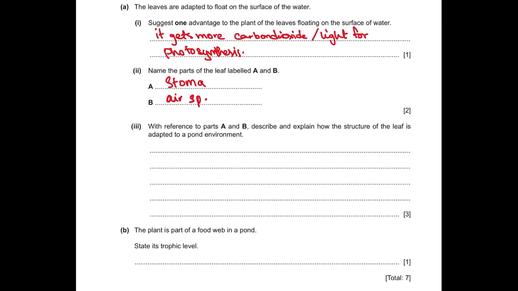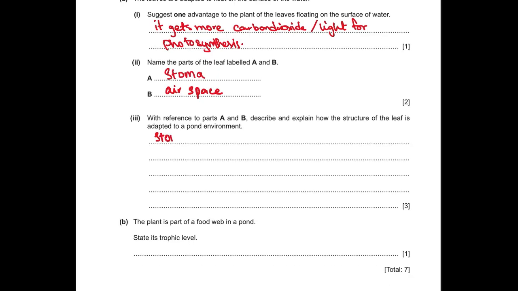With reference to parts A and B, describe and explain how the structure of the leaf is adapted to a pond environment. Stomata are present on the upper surface of the leaf. This is where the air enters and leaves. The stomata are present on the top, not the bottom like usual, because it is on the surface of the water.